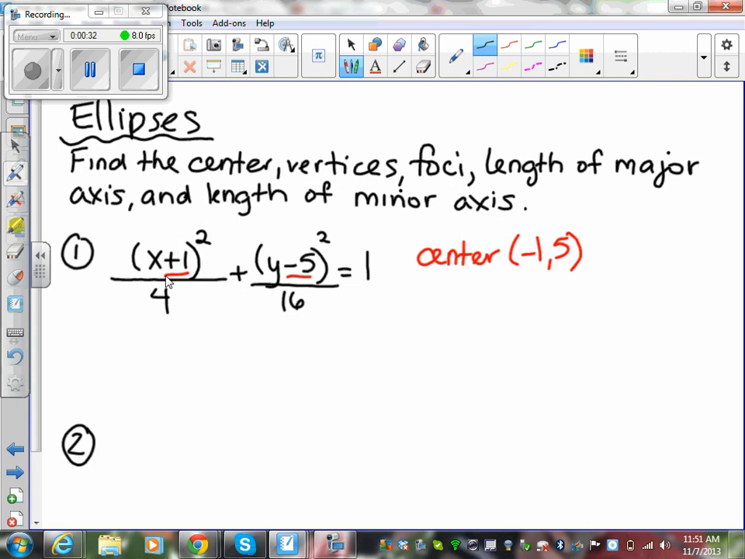Beyond that, everything with an ellipse, I really need to think about which direction this ellipse is stretched out, whether it be horizontally or vertically stretched out, because that will tell me which particular variable or coordinate that I need to change in order to find the foci and the vertices. So I can see the bigger denominator, that's always where you look. The bigger denominator in this case is 16, and it's underneath the y.